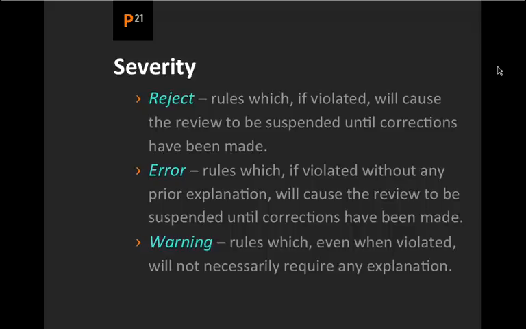So I would say the biggest change between FDA and PMDA rules is how they treat severities. FDA has only 2 severities, error and warning. PMDA has introduced a new severity called reject, and they call it the rejection criteria. So what does this mean? This means that if you have any rule of type reject, if it fails, your review will be automatically suspended until corrections have been made.